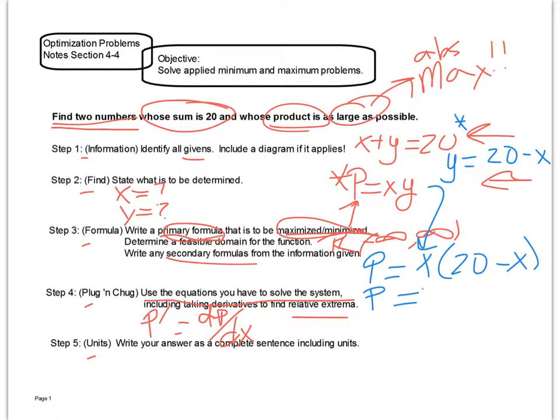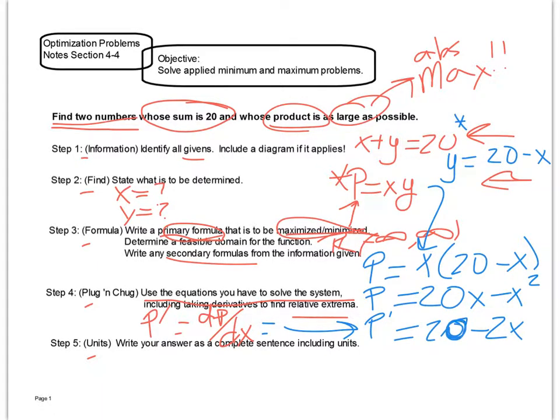And so I'm going to simplify first because it always makes taking derivatives easier. You could certainly do the product rule, but I think it's easier to take that version of it. So now I'm ready to find p prime or dp dx, and that's 20 minus 2x. My 20 doesn't look like a 20, so.